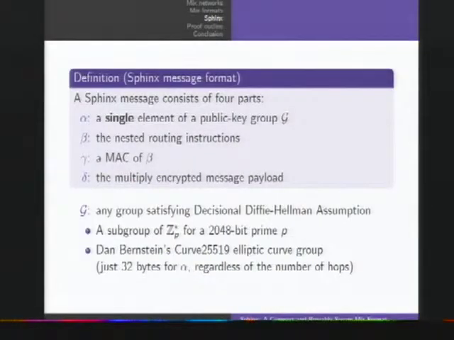Okay, gamma is then a MAC of beta. MAC is a message authentication code. It's basically a secure cryptographic checksum to make sure that nothing has been modified in transit by an attacker. Okay, you probably know about MACs. And then delta is the multiply encrypted message payload. So it's the actual message encrypted, encrypted again, encrypted again, encrypted again, and each mix node will remove one layer of encryption.